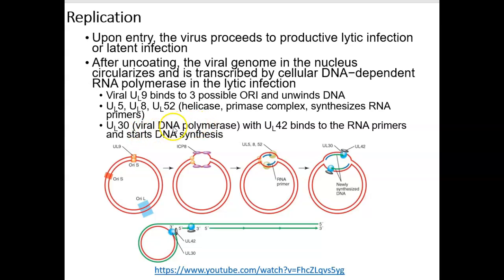And the viral DNA polymerase, just like your DNA polymerase, needs that RNA primer to bind onto, right? So I'm not going to ask you guys to remember UL5, UL8, UL52, UL9, UL30, UL42, but you should be familiar from gen bio and molecular biology and microbiology and cell biology and genetics with the purposes of the enzymes helicase, primase, and DNA polymerase.